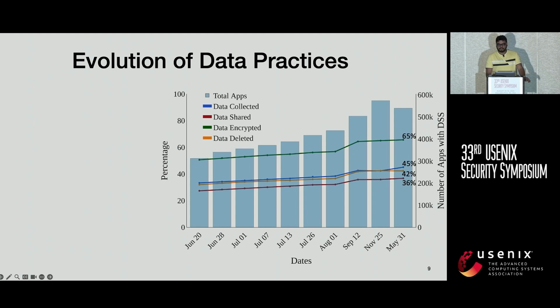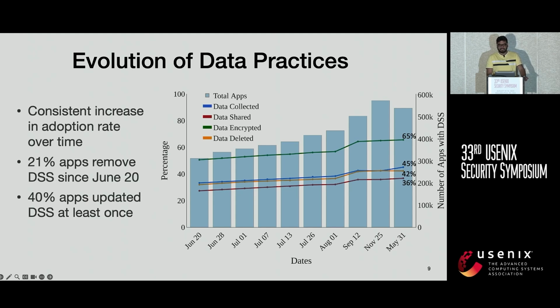Okay, next, moving on to the evolution of data practices, where we see this chart showing the number of apps with DSS for each snapshot. So we see that the apps with DSS consistently increases over time. However, between each snapshot, there are also apps that remove data safety sections.